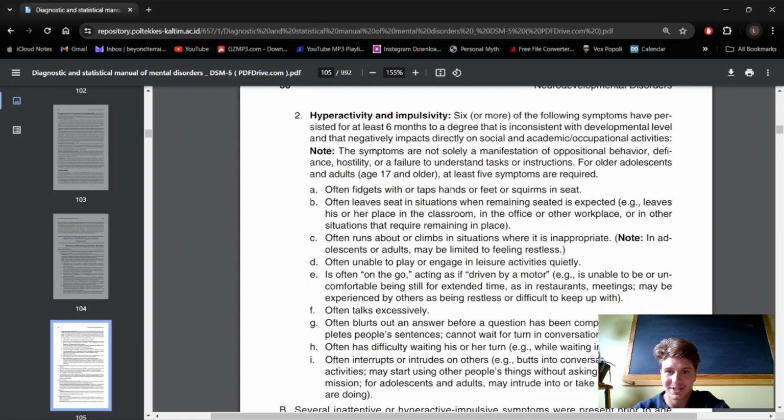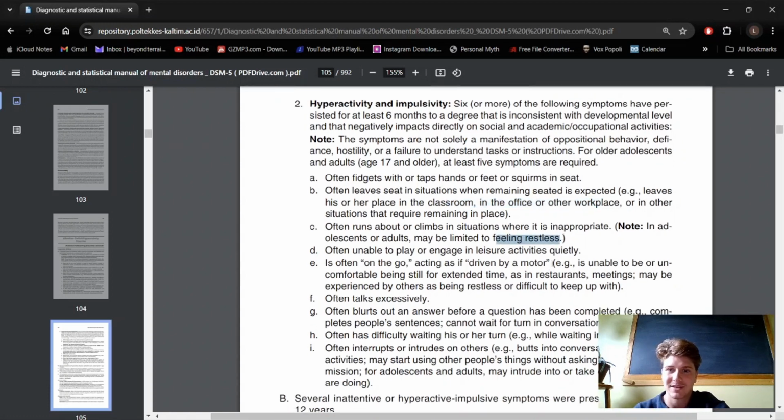Often fidgets or taps hands or feet or squirms in seat. Often leaves seat in situations when remaining seated is expected. Leaves his or her place in the classroom, office, workplace, other situations that require remaining in place. Often runs about or climbs in situations where it is inappropriate. This may be feeling restless in adults.